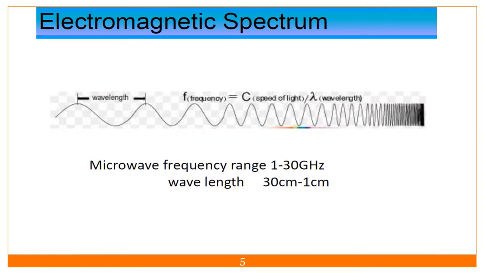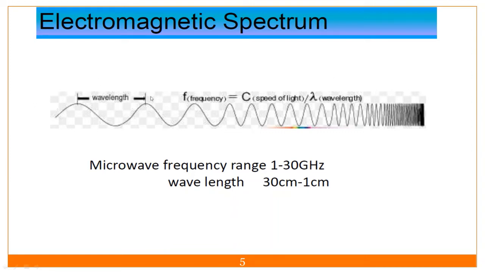So this is the wavelength, from this peak to this peak. We know that frequency is equal to c, the speed of light, divided by wavelength. So if I want to calculate the wavelength, lambda is equal to c by f. C is the speed of light, that is 3 into 10 raised to 8 meters per second, divided by the frequency. If I put in the frequency, I will get lambda.